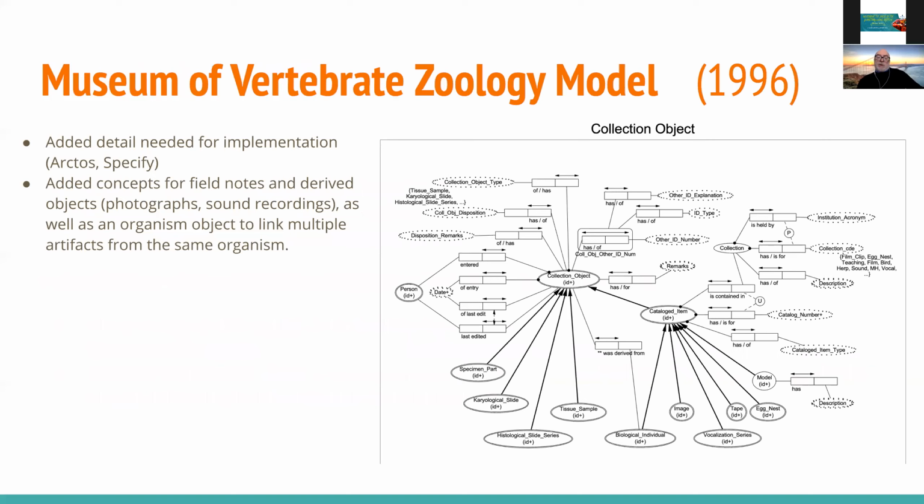The next thing that happened, a landmark, was a fleshing out of that model. I think the first one to put the stake in the ground at that level might have been the Museum of Vertebrate Zoology's data model in 1996, where it was fleshed out and ready to be handed over to developers. It added the necessary detail for implementation, and ultimately led to a couple of widely used collection management systems still in use today, Arctos and Specify.